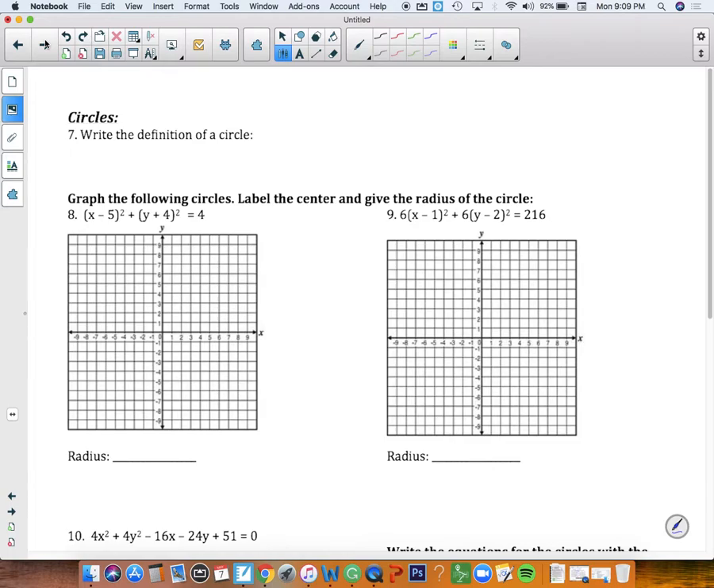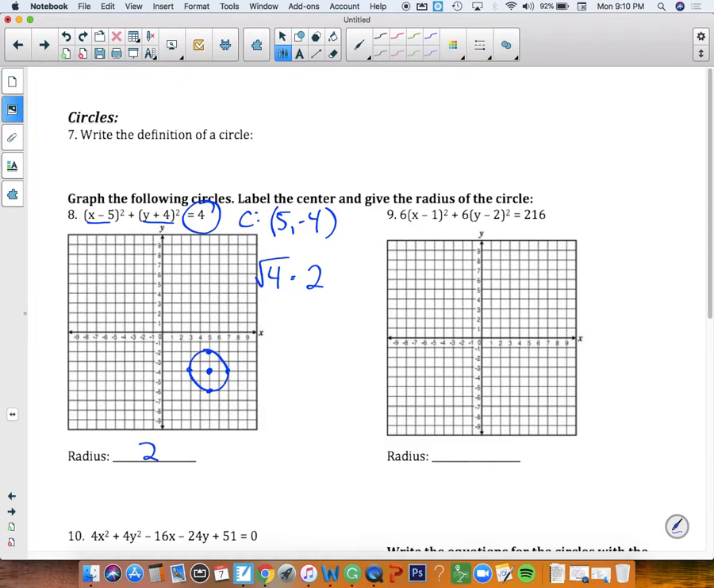Graph the following circle, label the center, and give the radius of the circle. So we can get the center from here and here. It's just h and k. All right, so my center is going to be (5, -4). You have to switch the signs on the inside. So (5, -4) is here. Okay, that's my center. And then we have to look at the number on the back end here, which is a 4. That is r squared. So in order for me to get my radius, you have to take the square root of that, which is 2. So that means I need to go 2 in all directions from my center, and then I'm just going to try to draw a circle.